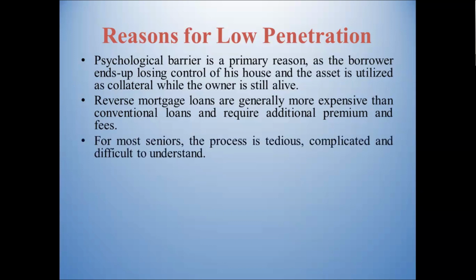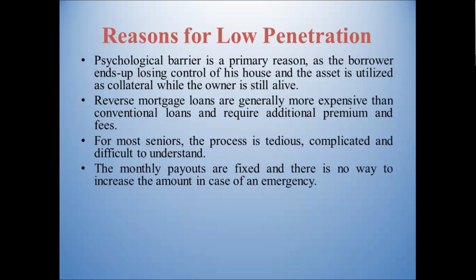Then the senior citizens find the process of applying for a reverse mortgage loan complicated, tedious, and some of the clauses difficult to understand. That's why there is hesitation as far as senior citizens are concerned. Moreover, the monthly payouts are fixed and there is no way to increase the amount in case of emergency. Although there is a clause for medical emergency or for major repair and maintenance of the house, where you can request the bank and they can make some lump sum payment, sometimes we have emergencies and do not have the time to apply. Therefore, people are hesitant that in such circumstances, this product can fail.